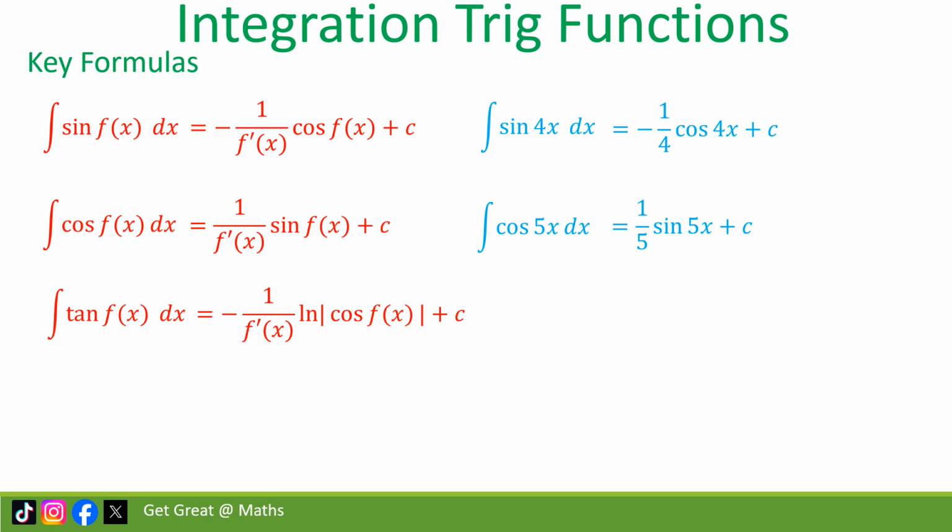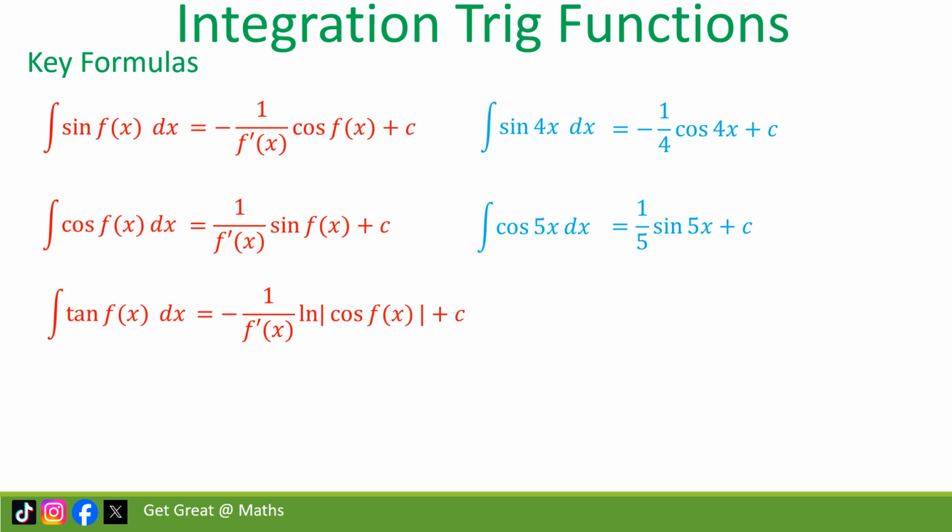Because the denominator, if I write tan as sine x over cos x, or sine of f of x divided by cos of f of x, the denominator is cos of f of x, which is what goes after the ln. The top is the differential of it, apart from there's a minus difference, so it's minus 1 over f dashed of x ln of cos of f of x plus c.